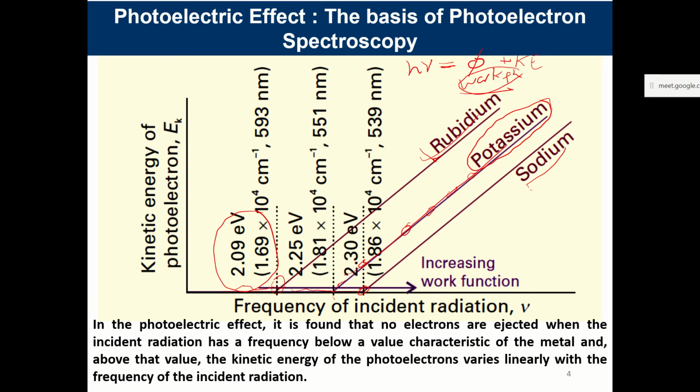So you know what you are getting if you are plotting kinetic energy: the kinetic energy must be equal to h nu minus phi. So that is what you are getting. You have an intercept, so the intercept will give you phi, the work function, and the slope will give you the slope of this function. Frequency is on the x-axis, kinetic energy on the y-axis, so dy by dx is h.